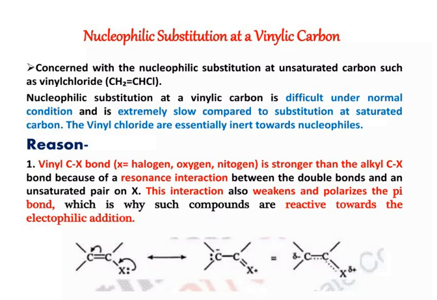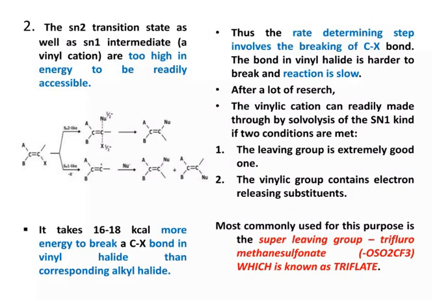The reason is that the vinyl C-X bond, X being halogen, oxygen or nitrogen, is stronger than the alkyl C-X bond because of the resonance interaction between the double bond and the unshared pair on X. This interaction also polarizes the pi bond, which is why such compounds are reactive toward electrophilic addition. So the SN2 transition state as well as the SN1 intermediate, a vinyl cation, are too high in energy to be really accessible. Look at here, the scheme.